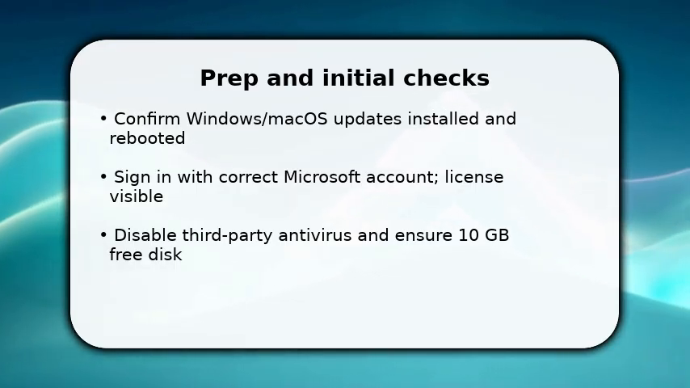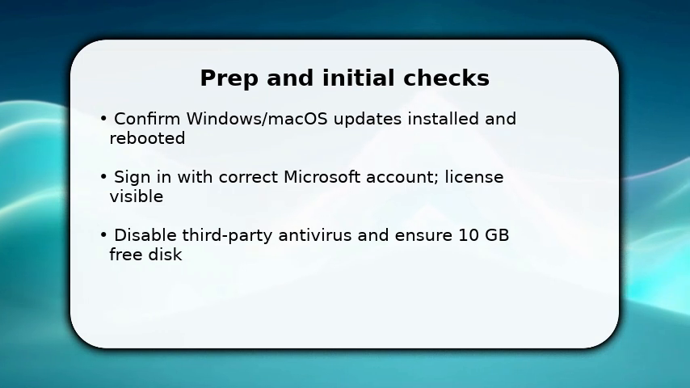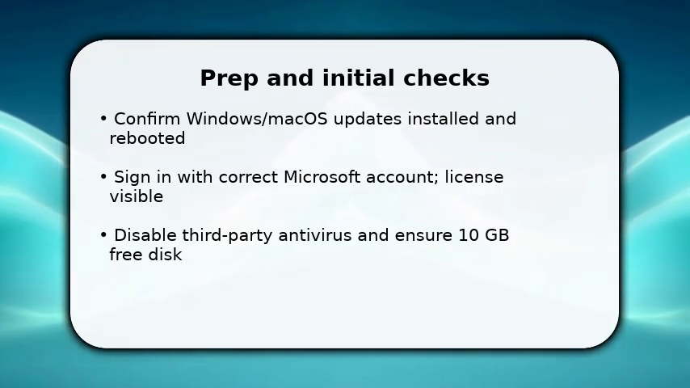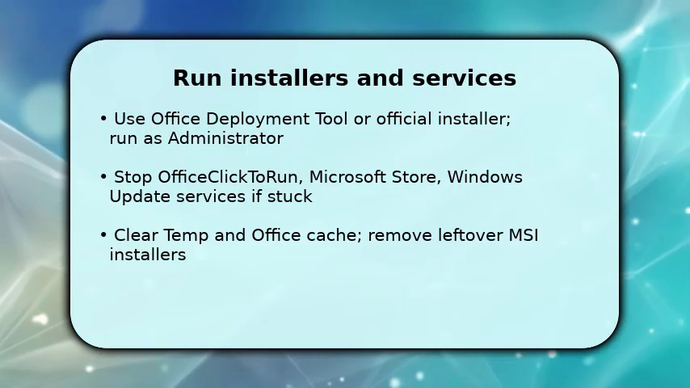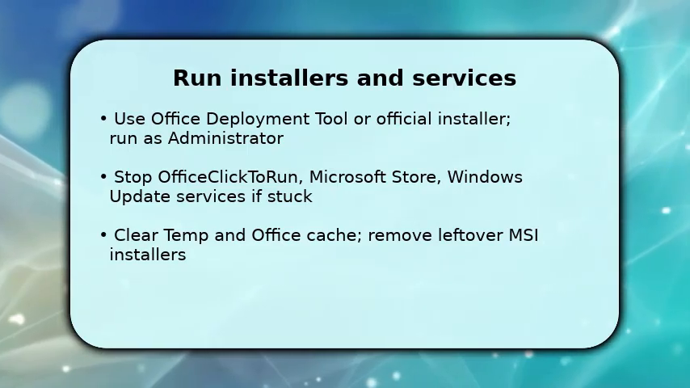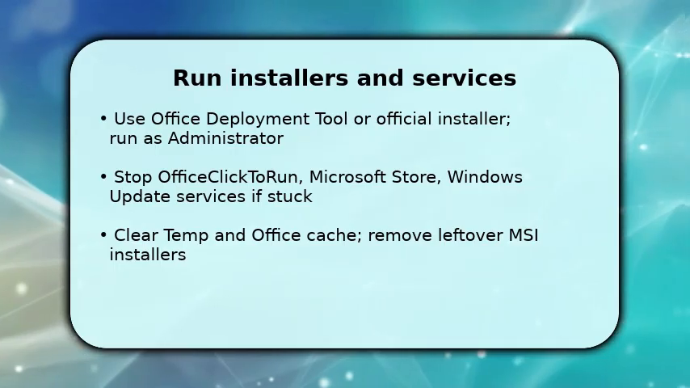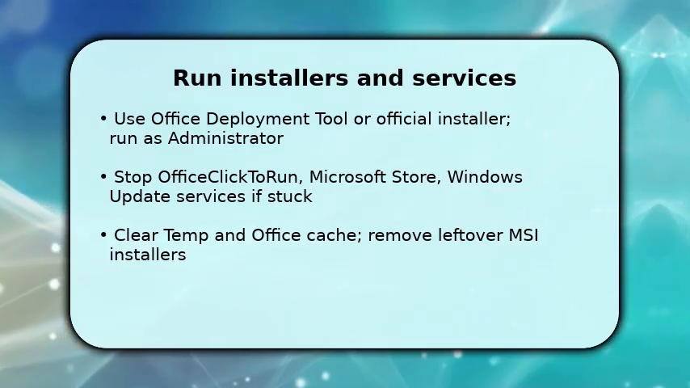Finally, confirm at least 10 GB free disk space and a stable internet connection so downloads and configuration complete without interruption. Once done with prerequisites, run the official installer or use the Office deployment tool and choose Sensible Channel and Architecture. Always run as administrator to elevate file rights.